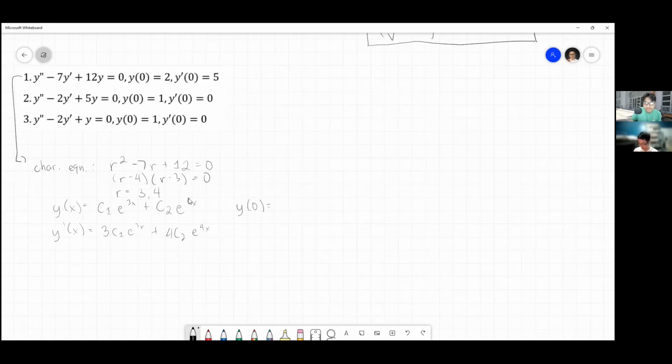Apply natin yung initial conditions natin. Y of 0 equals c1 times e to the 3 times 0. So e to the 0, that becomes 1. And then plus c2, ganun din siya. Multiply na tayo sa 1. And that is equal daw kay 2. And then meron tayong y prime of 0, which is equal sa 3c1 times 1 plus 4c2, which is equal sa 5.